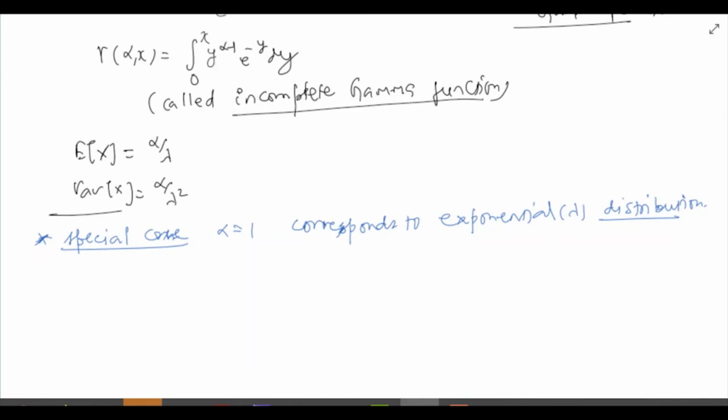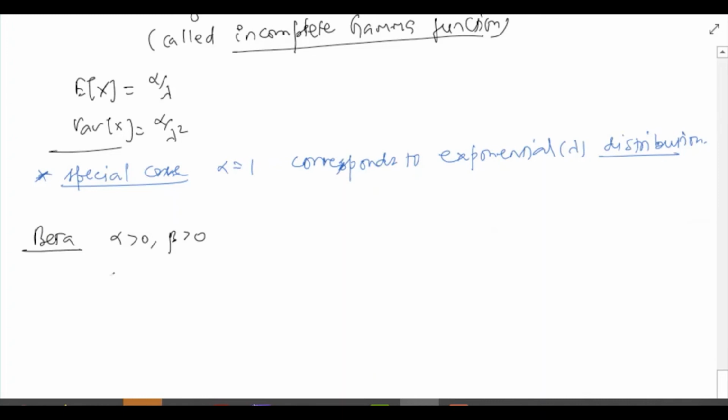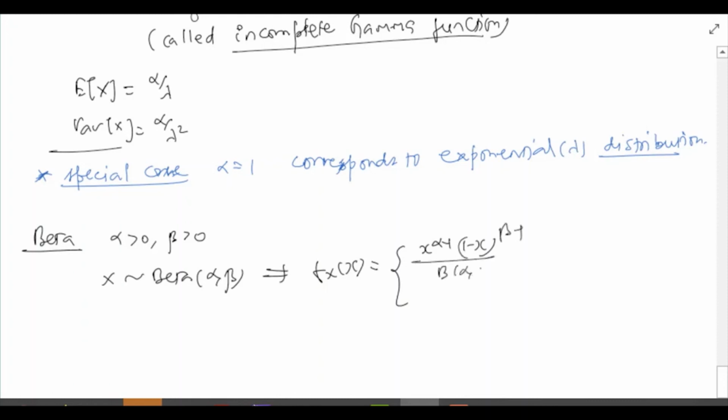The next distribution that we will see is called beta distribution. As in case of gamma distribution, we consider two constants alpha and beta, both positive again. So for alpha and beta positive constants, we say that a random variable X is beta distributed with parameters alpha, beta if it has density f_X(x), that is x raised to alpha minus 1, 1 minus x raised to beta minus 1 divided by B(alpha, beta) for all x in (0, 1), and it's 0 otherwise.